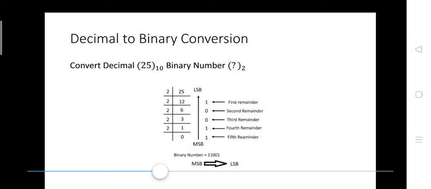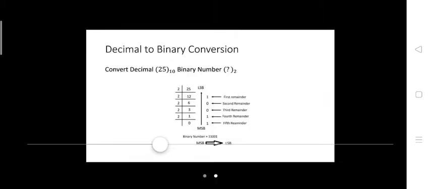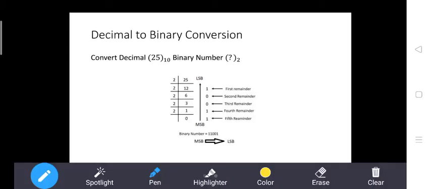In the chapter, we study different conversions. The first conversion is decimal to binary conversion. The first problem is to convert decimal 25 into its equivalent binary number. So, first I write 25 over here.